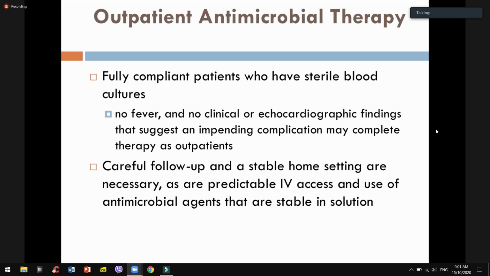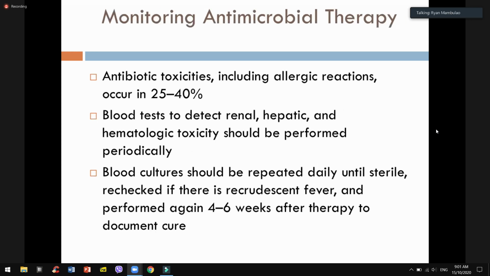So you can also treat patients as outpatient as long as they are compliant and the oral medication can be tolerated. So they can do IV at home, especially if they have family members who are a doctor or nurse. Then you just have to reassess for complications, let's say the creatinine, if the creatinine is rising, or the SGPT, the toxicity of the antibiotic.